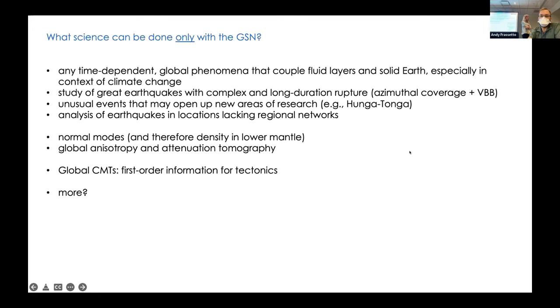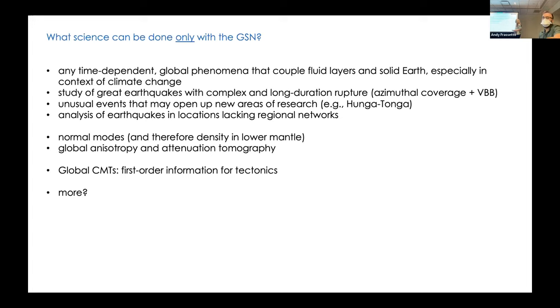So this is going to be a really important question. This is a question that NSF has posed to us directly already, which is, what is the science that can be done only with the GSN? I started a list here just to get me going. Any time-dependent global phenomena that couple the fluid layers and the solid Earth, for example, the hum, especially in the context of climate change. Studies of great earthquakes that have complex and long-duration ruptures, so both the very broadband nature and the good azimuthal coverage that the GSN provides are important for that. Unusual events that may open up new areas of research, like the Hunga Tonga eruption.